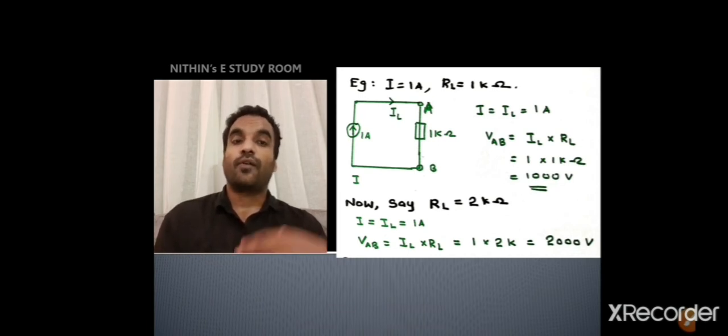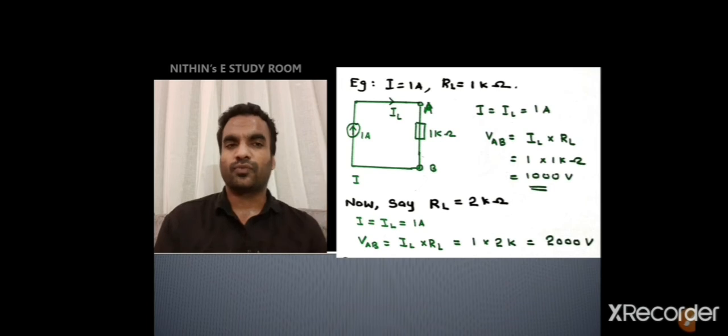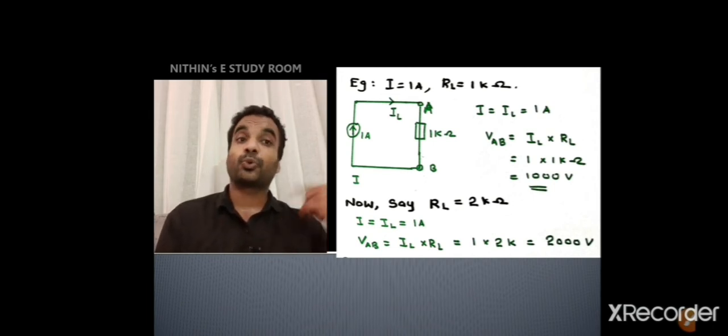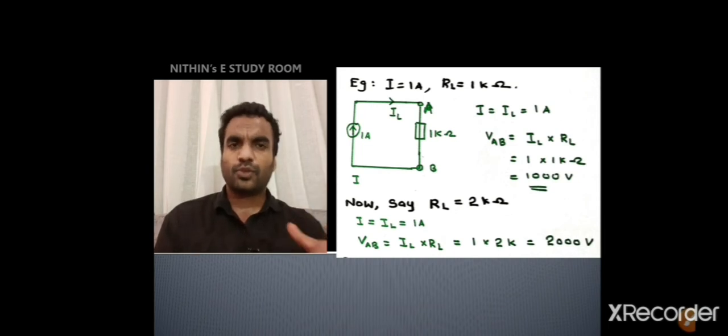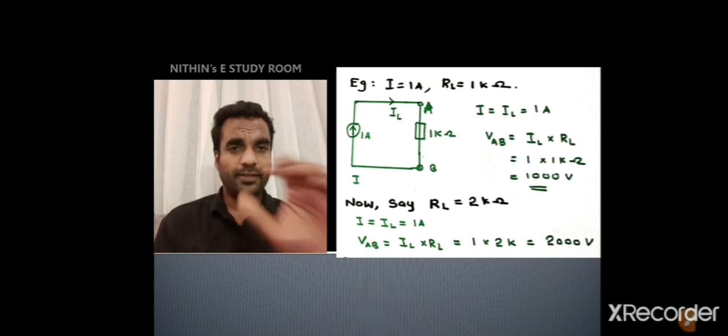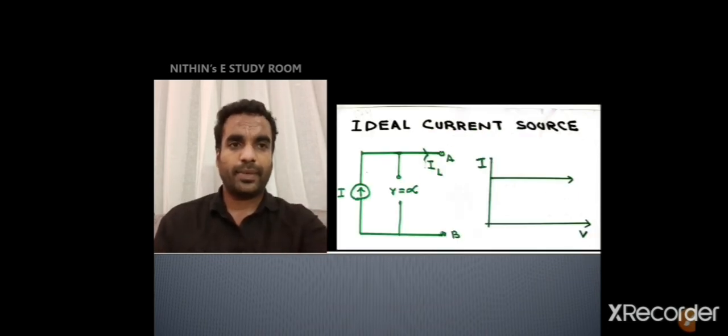So your voltage VAB is equal to 2000 volt. What is the conclusion? In both the first case and the second case, the current is 1 ampere. In the first case, with 1000 volt, you are getting 1 ampere. In the second case, with 2000 volt, you are getting 1 ampere. So whatever may be the voltage, the current will be constant in the case of an ideal current source. It is very clear: you are obtaining the same data, whatever may be the voltage, the current will be constant.